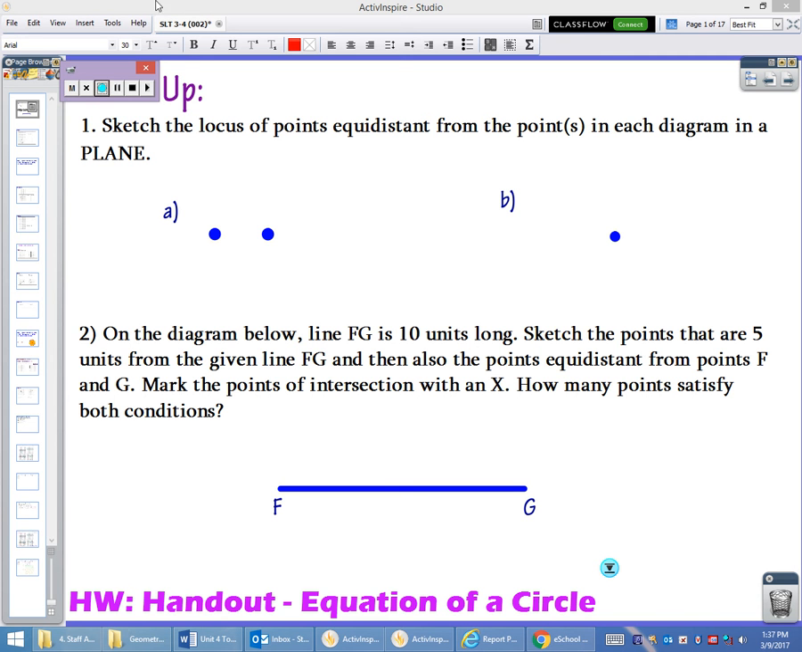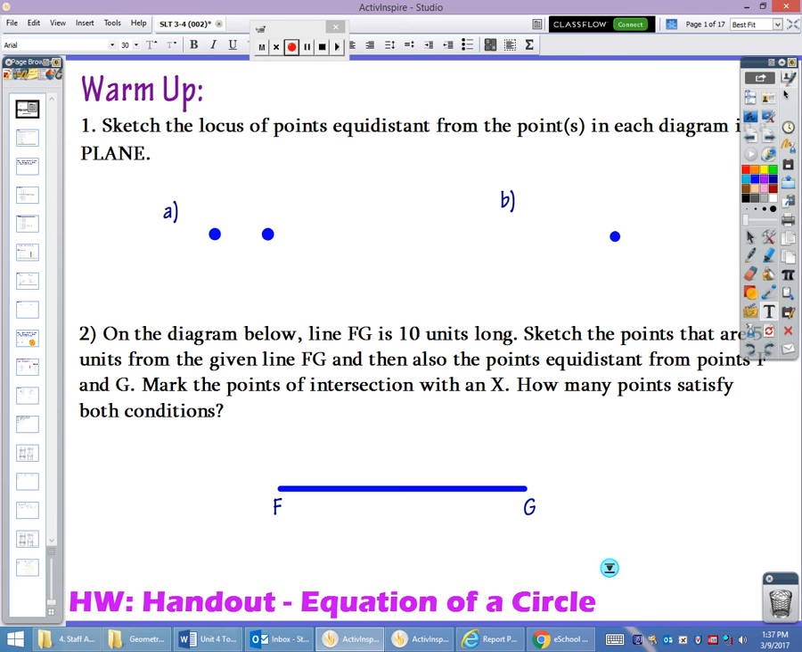So here's the warm-up. Go ahead and pause for about 3 minutes, actually this will only take about 2 minutes, and as soon as everyone is done, we'll play the video with the answers. So hopefully you got time to complete the answers.